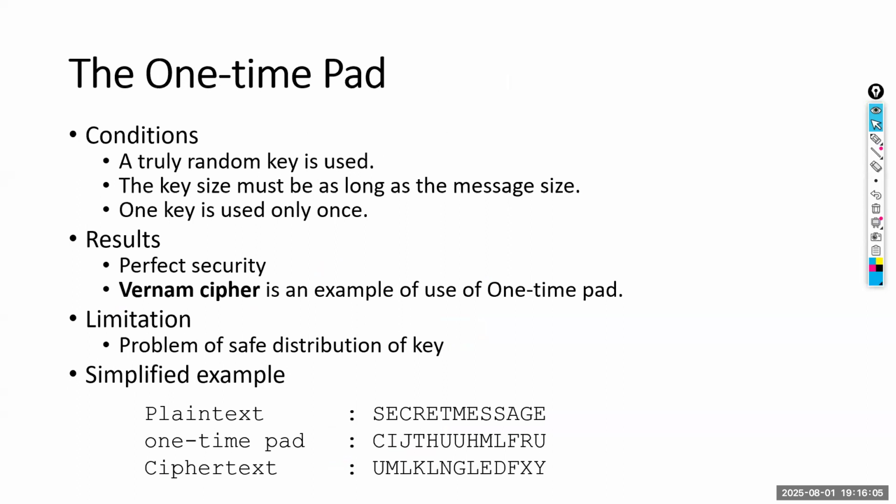It's a hypothetical perfect security solution under three conditions. The key must be truly random, the key size must be as big as your message, and the key is used only once. If you do that, you get perfect security, but it's not very practical because every time you use a new key, the same key is used for decryption. So then how do you communicate that key?